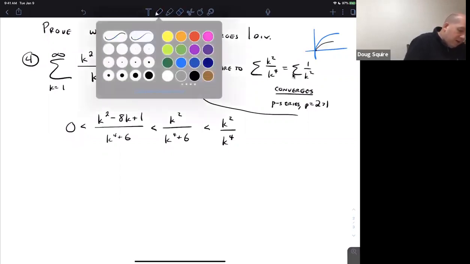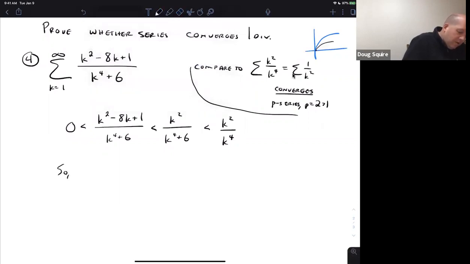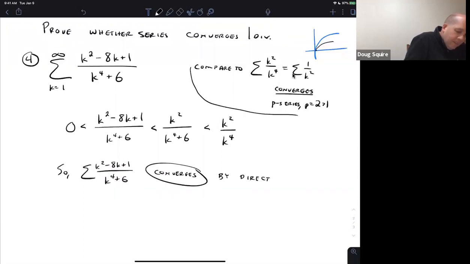And so we're going to make a conclusion down here. We're going to say, so the original series, the sum of k squared minus 8k plus 1 over k to the fourth plus 6, converges. And this is called the direct comparison test. Does that make sense to everybody? Any questions on what we're doing?